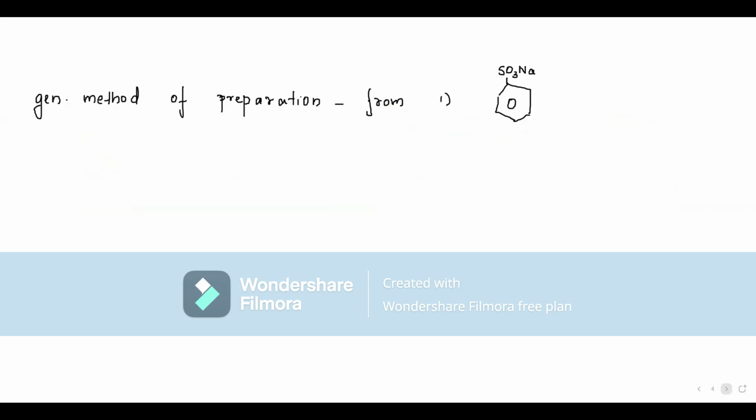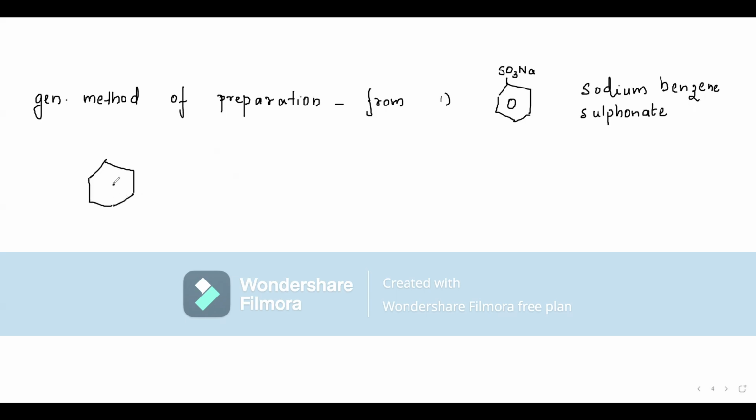The next is a general method of preparation from the sodium salt of benzene sulfonic acid. If it is SO3OH, it is benzene sulfonic acid, but this is now the sodium salt of benzene sulfonic acid, which is called sodium benzene sulfonate. Let's see how the reaction takes place.